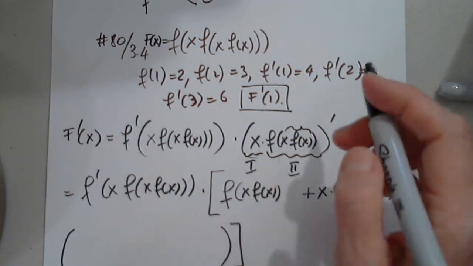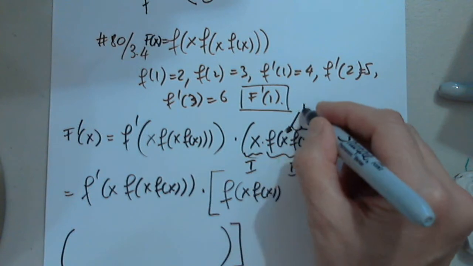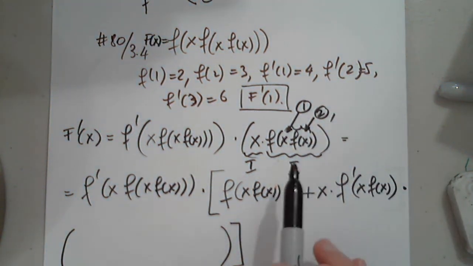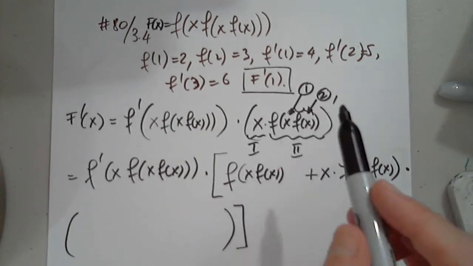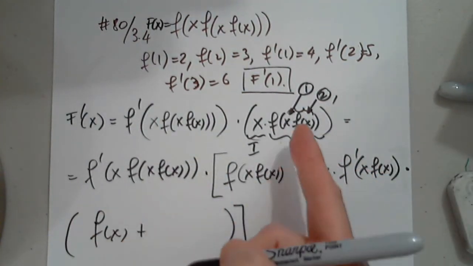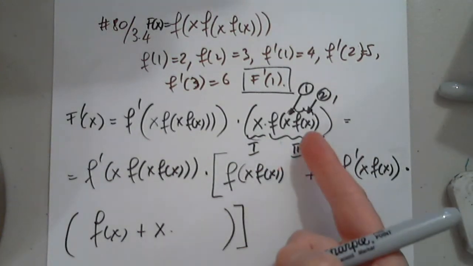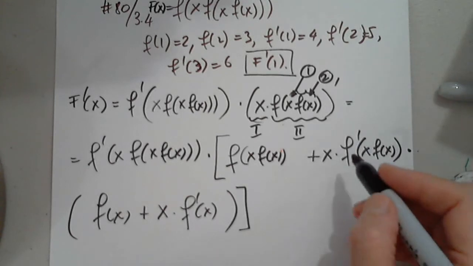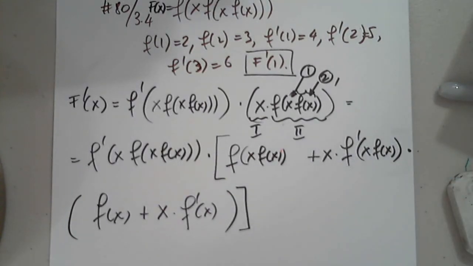x times f of x. This again is function 1, and this is function 2. So I have to use the product rule. First function prime is 1 plus the first function times the second function prime. So what is the trick with this? Decomposing it slowly into piece by piece, if you want.